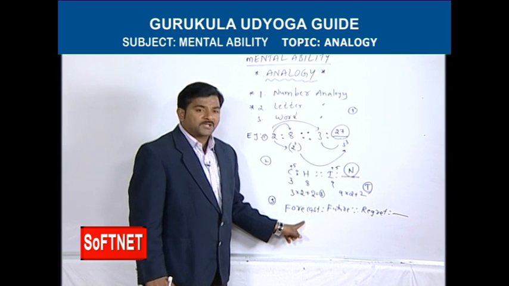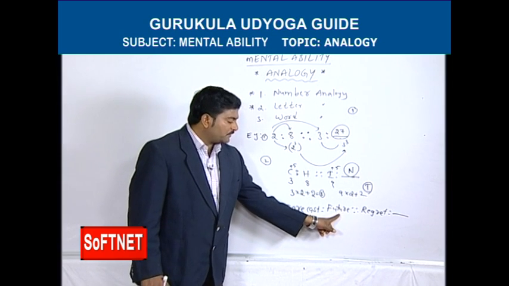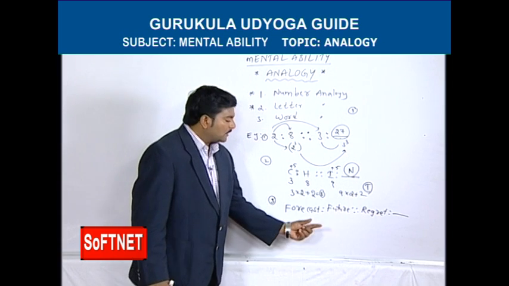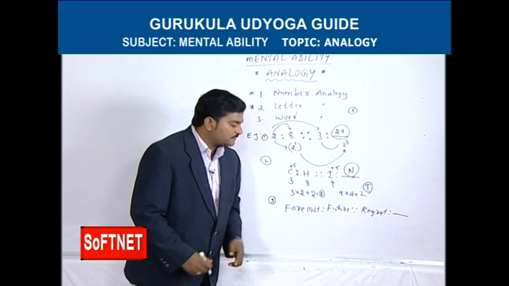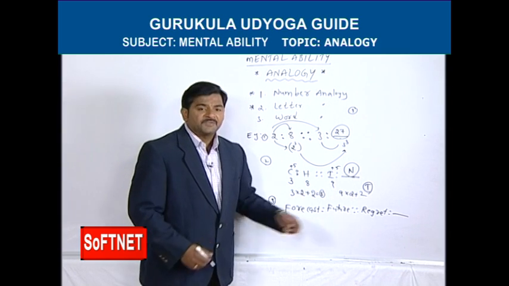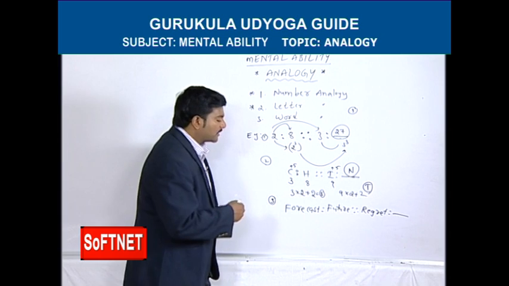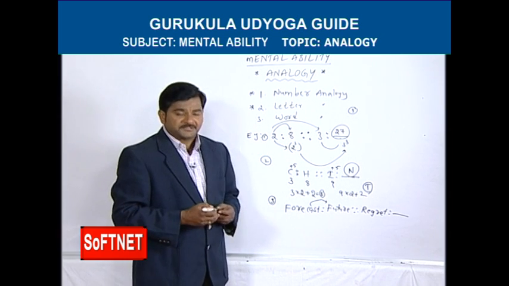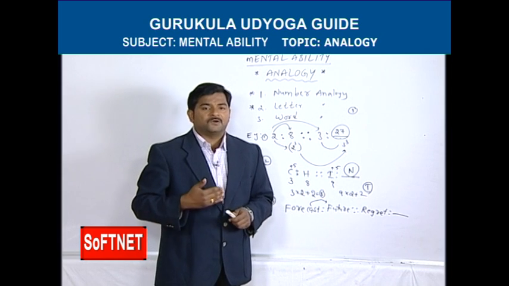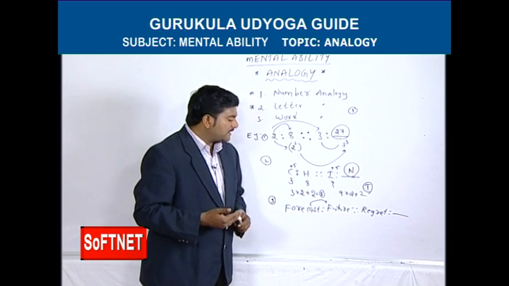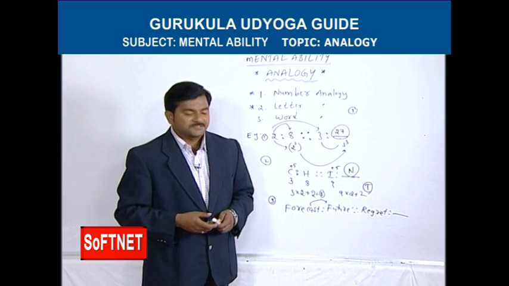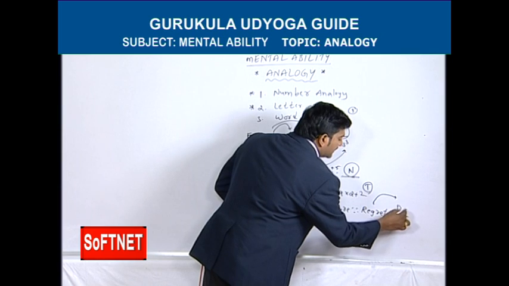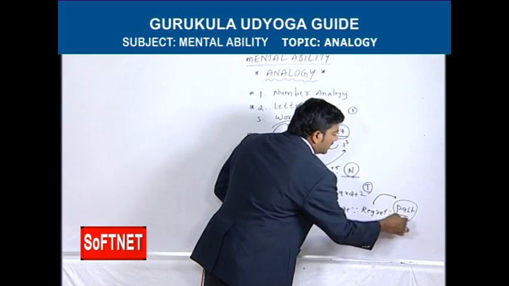Observe here, forecast is to future as regret is to dash. Now identify the relation between these two words. Usually the word forecast is related to future actions, future conditions. Similarly, the word regret is applicable only to past actions.